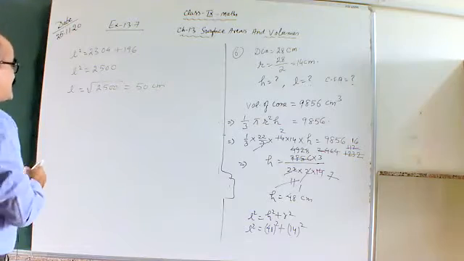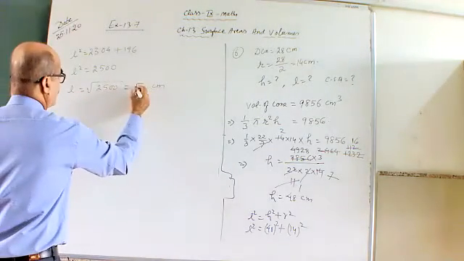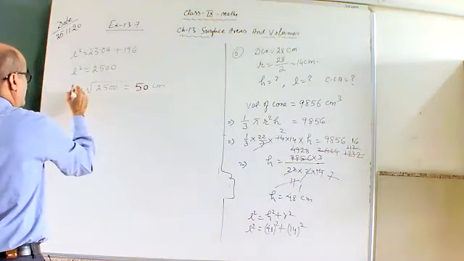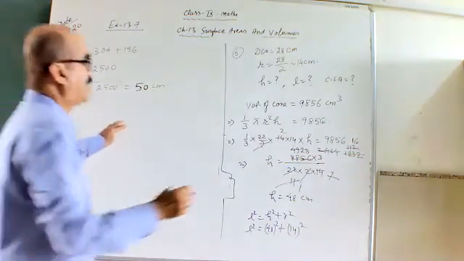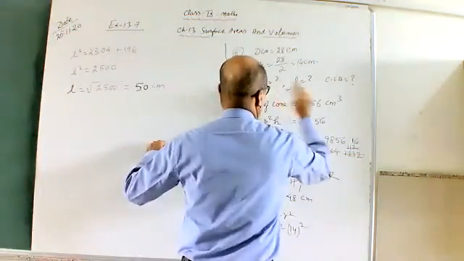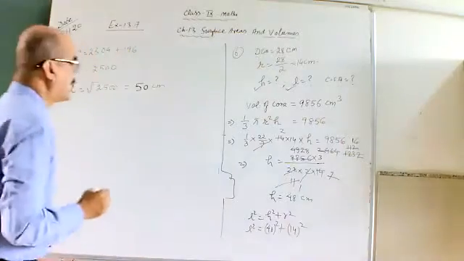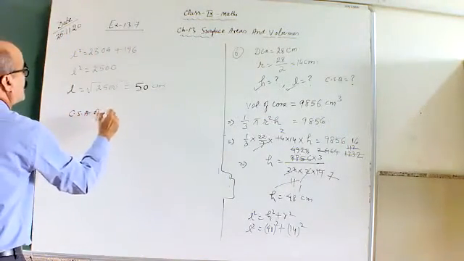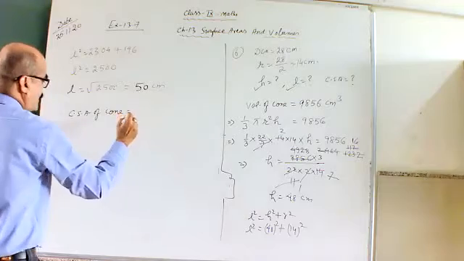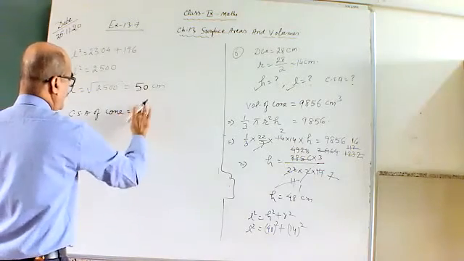So L is equal to 50 centimeter. Okay. So we got L, we got H. We need to find the curved surface area of cone. So curved surface area of cone will be equal to pi RL.